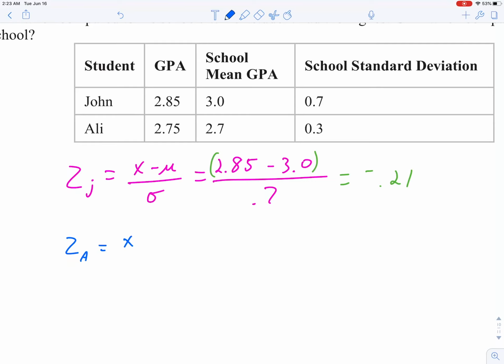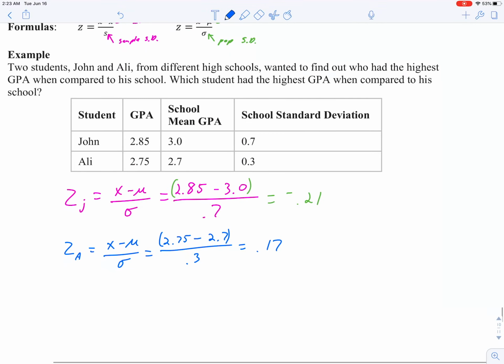Now let's calculate Ali's z-score. Same thing, data point minus mean, divide by standard deviation for his school, right? So his GPA is 2.75. His school's average is 2.7, with a standard deviation of 0.3. Again, be careful, put parentheses around that numerator, very, very important. Plug that into your calculator, you should get positive 0.17, which means Ali is slightly above, 0.17 standard deviations above the average for his school.